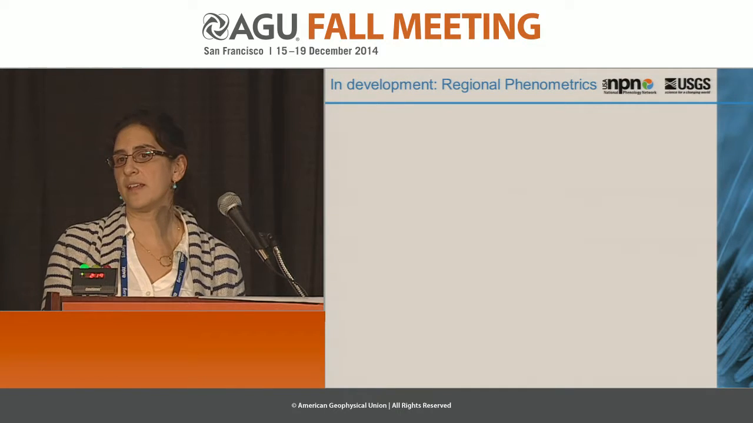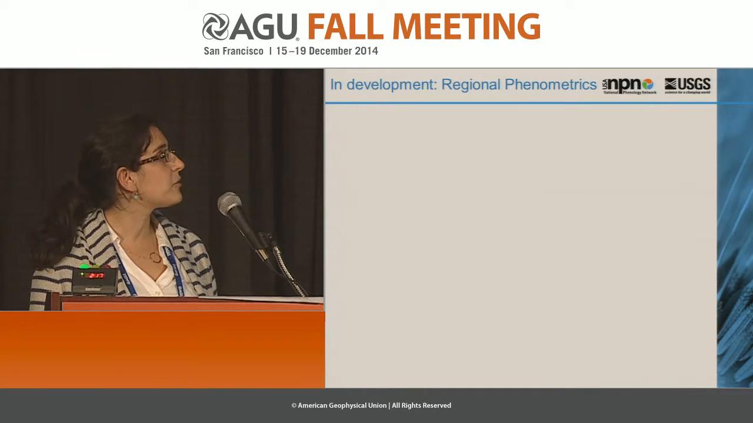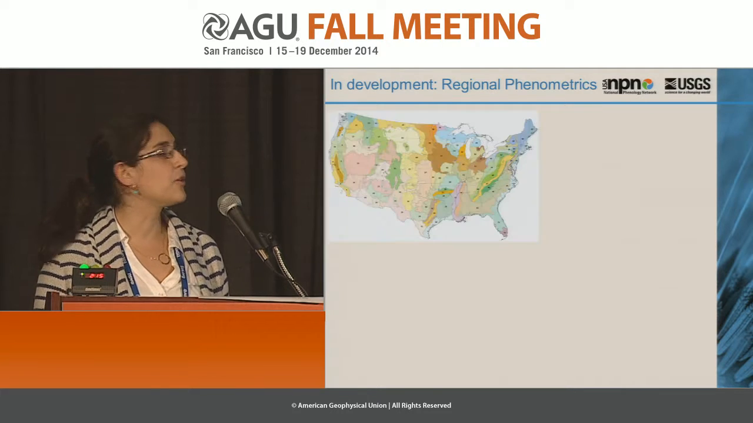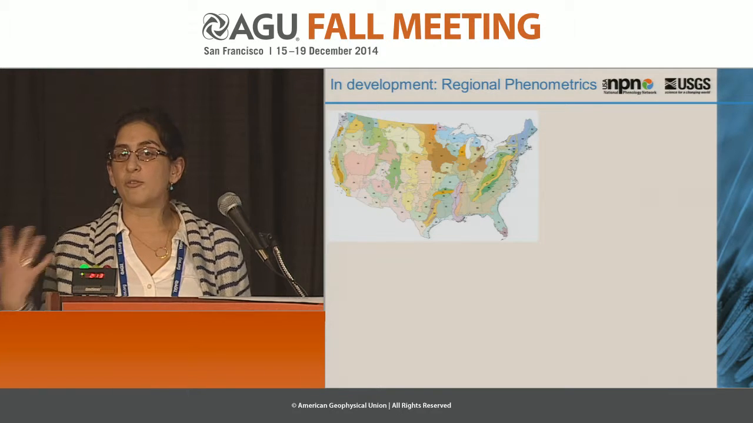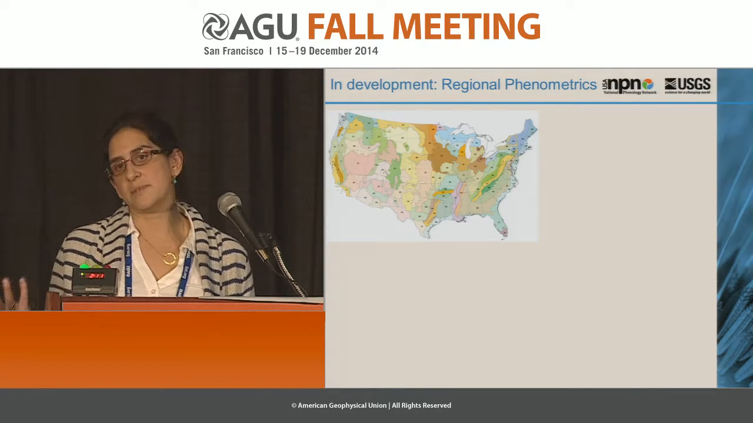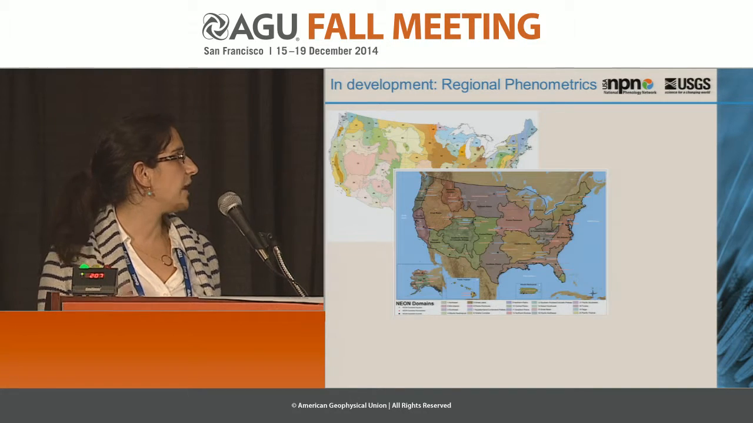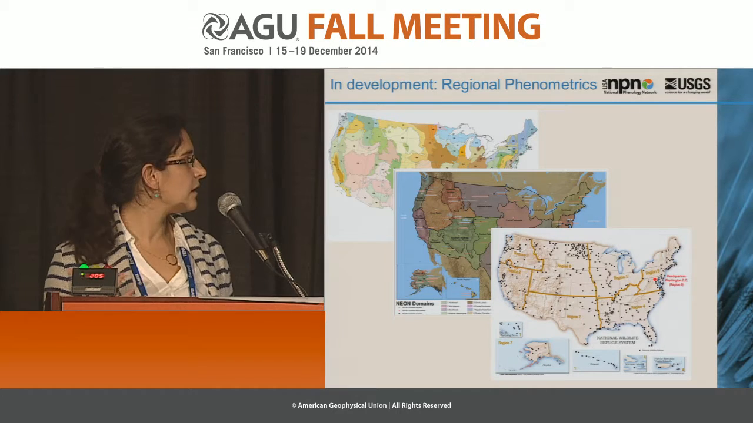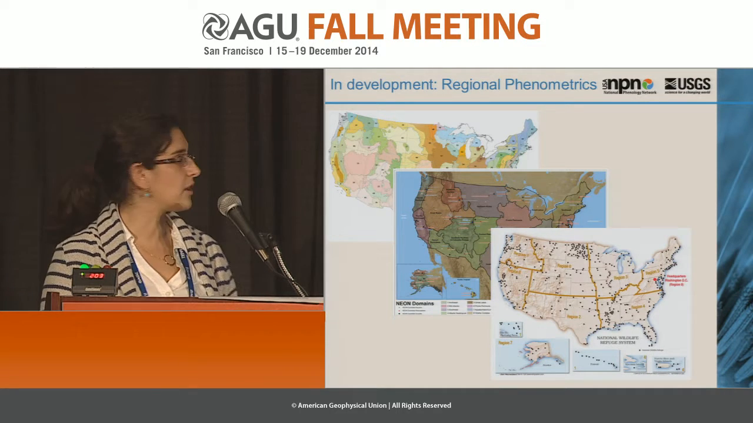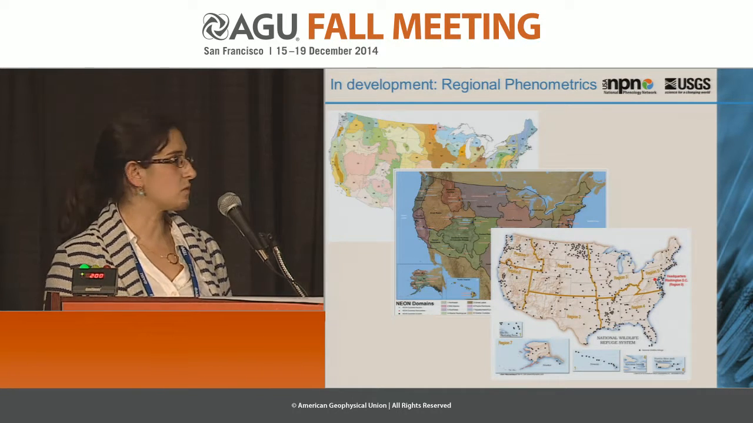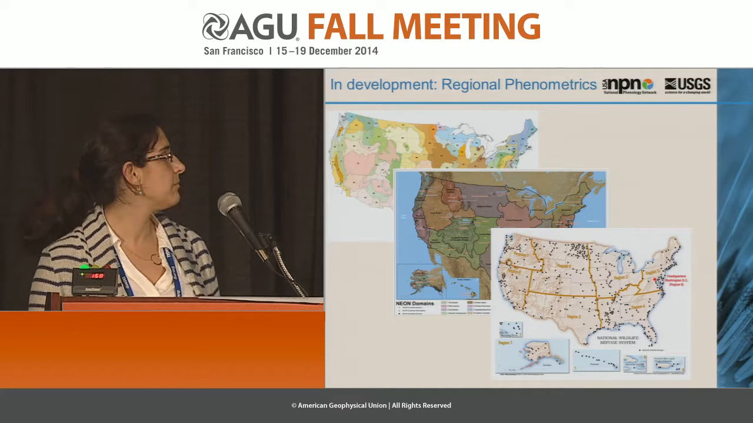In addition, we'll be outputting regional phenometrics in the future. So start and end of growing season, lumping species functional types for things like ecoregions, NEON domains, fish and wildlife refuges, et cetera. And so this is a valuable resource for many of our partners and for modelers alike.